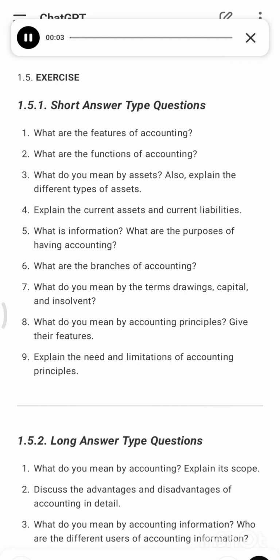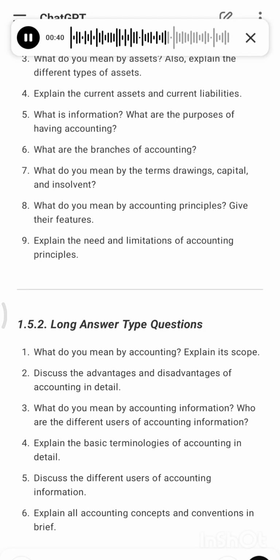Short answer type questions. 1. What are the features of accounting? 2. What are the functions of accounting? 3. What do you mean by assets? Also, explain the different types of assets. 4. Explain current assets and current liabilities. 5. What is information? What are the purposes of accounting? 6. What are the branches of accounting? 7. What do you mean by the terms drawings, capital, and insolvent? 8. What do you mean by accounting principles? Give their features. 9. Explain the need and limitations of accounting principles.